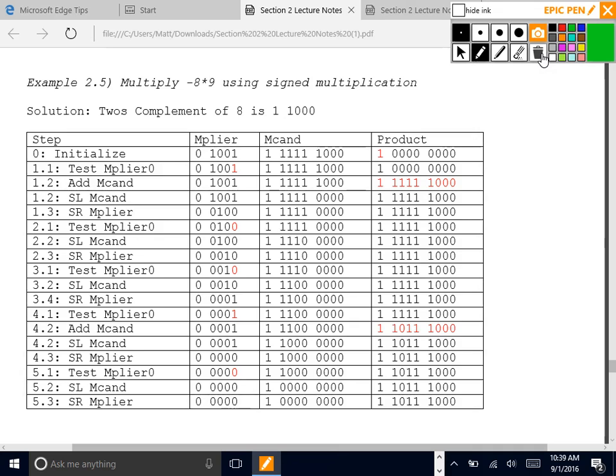In step 4.2, when you add the cans, there's an overflow. Why does he get rid of that? Oh, just because ultimately it's the sign. We take care of that. This is a good question.